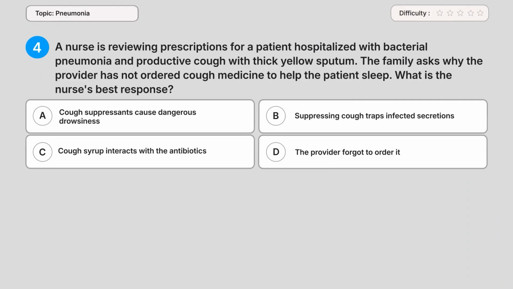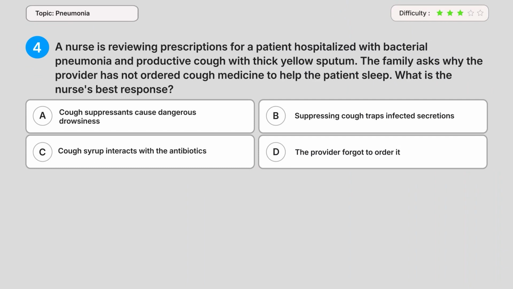Question 4. A nurse is reviewing prescriptions for a patient hospitalized with bacterial pneumonia and productive cough with thick yellow sputum. The family asks why the provider has not ordered cough medicine to help the patient sleep. What is the nurse's best response?